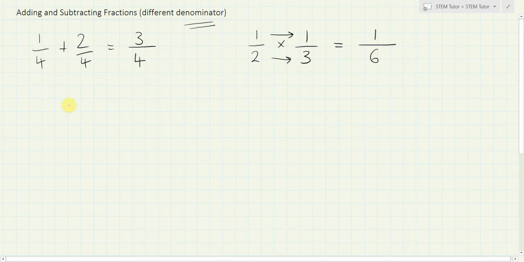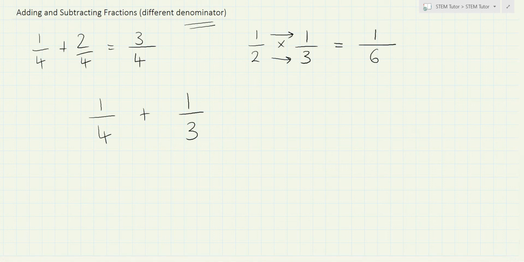Okay, so let's move on to how you add fractions where the denominator is different. As an example, we have 1 over 4 add 1 over 3. We can't just do our basic rule up here because our denominators are different. So we need to introduce another step.